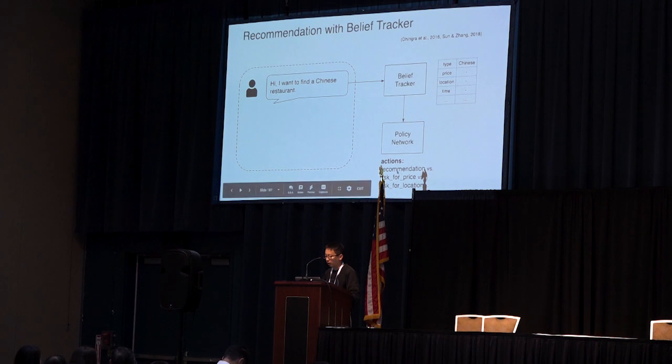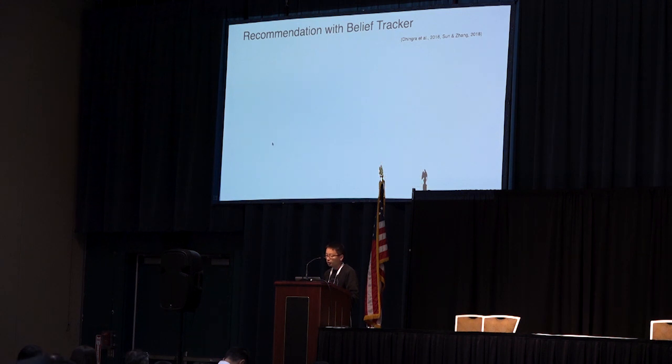The policy network is actually a classification to find out whether the information the system currently has is enough to make a recommendation, or whether it should continue asking for more new information. So here the system asks for the location information from the user. So this is the model detail.